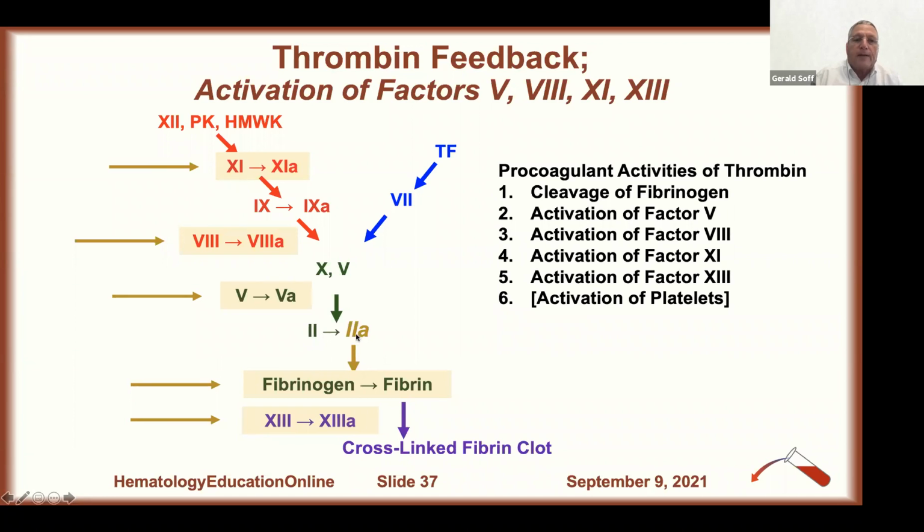So thrombin is factor 2A, and it activates 11 to 11A, also activates the cofactors 5 and 8 to 5A and 8A, cleaves fibrinogen, which is its oldest known function, and also activates factor 13 to factor 13A, and that leads to cross-linking of the fibrin clot. So thrombin has a whole series of positive feedback contributions to the coagulation system.